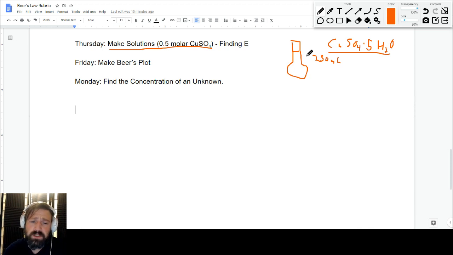Step two is going to be this finding epsilon part. Now, I already wrote this down, it's going to be 0.5 molar copper sulfate, which means you guys are going to have to do the following. You are going to go through and use a spectrophotometer. We have little test tubes. They're called cuvettes. And I'll explain more about this later.